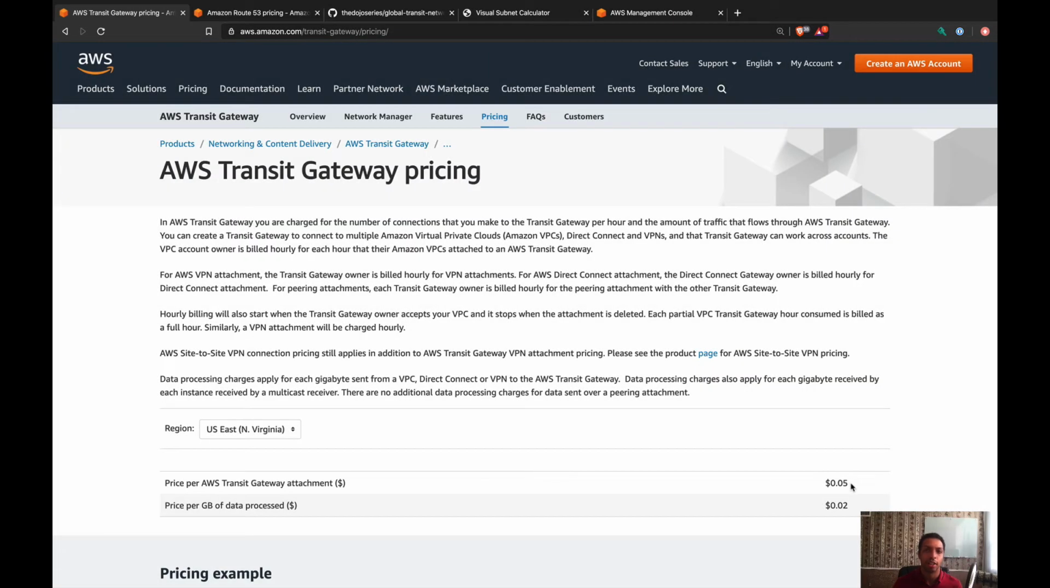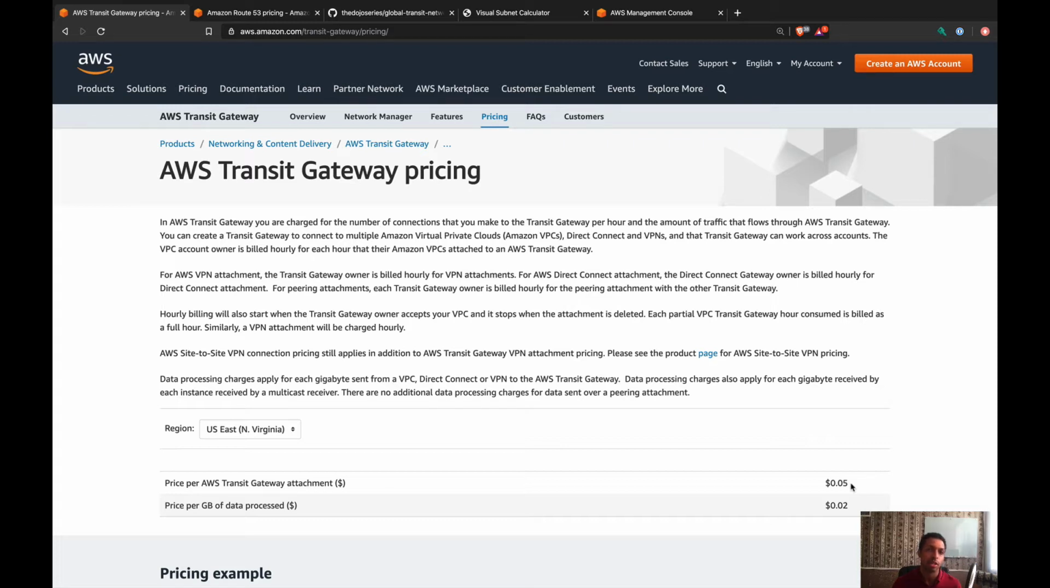Before we start the challenge, I just want you to be aware of the pricing for the transit gateway and the resolvers. For the transit gateway, you're going to pay per attachment and per gigabyte of data processed. You don't have to worry about gigabytes of data processed because we're not going to send gigabytes of data anyway, but be aware of the attachments.